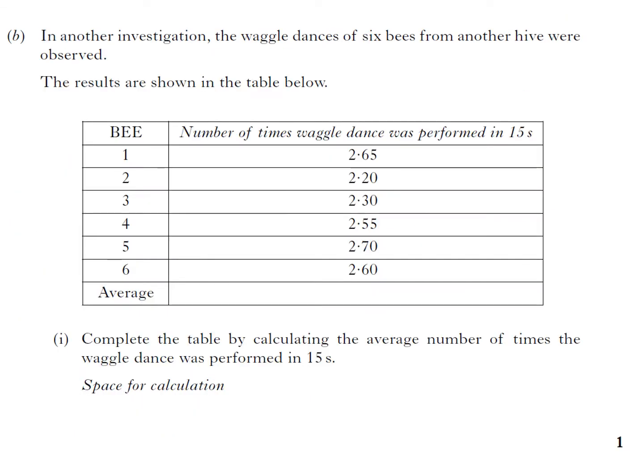Okay, second investigation, so more data. In another investigation, the waggle dances of 6 bees from another hive were observed. Results are shown in the table below. Complete the table by calculating the average number of times the waggle dance was performed in 15 seconds. Now, to be honest, it's a bit of a gift. So take all these, add them all up, and then divide by 6, because that's how many bees you have. And I did sit and calculate that one out: 2.5.